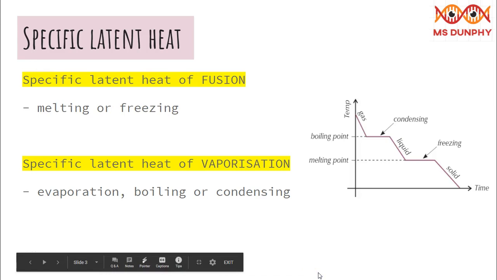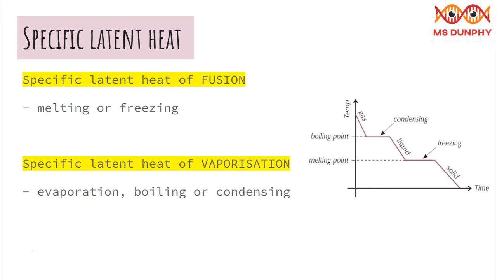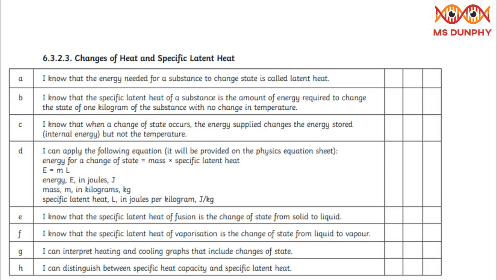The specific latent heat for changing between a solid and a liquid, melting or freezing, is called the specific latent heat of fusion. The specific latent heat for changing between a liquid and a gas, evaporating, boiling, or condensing, is called the specific latent heat of vaporization. Don't get confused with specific heat capacity, which relates to temperature rise. Specific latent heat is about changes of state where there is no temperature change.